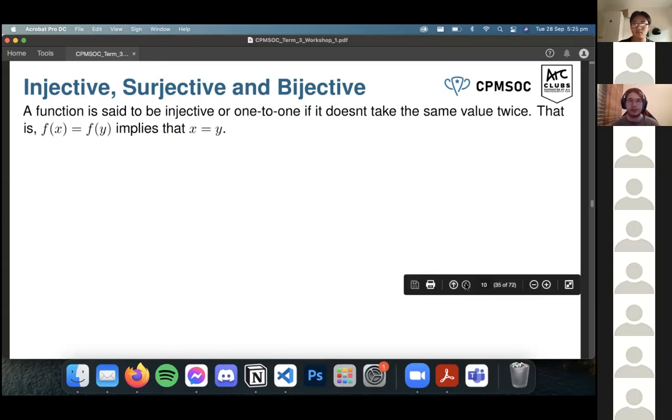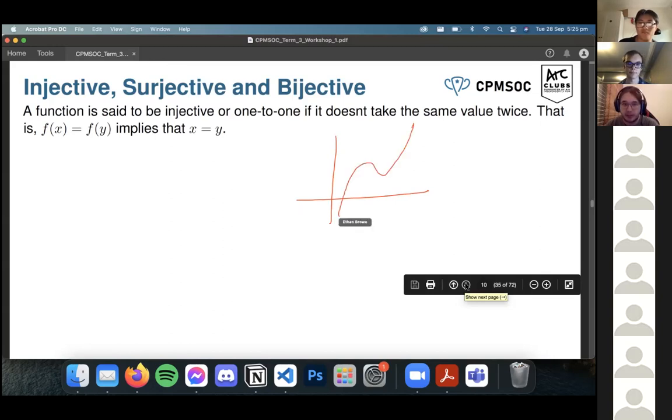So the first one is injectivity. When we're dealing with functions, injectivity means, you may have also seen it as one-to-one, that it doesn't take the same value twice. So when you're dealing with functions, your graph is not going to look like this. In this case, it's called the vertical line test, but you can draw a horizontal line test. You can draw a horizontal line here, and you can see that it takes this value at 2 points. So this function here is not injective, right?